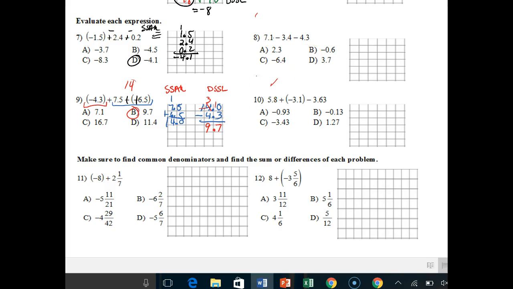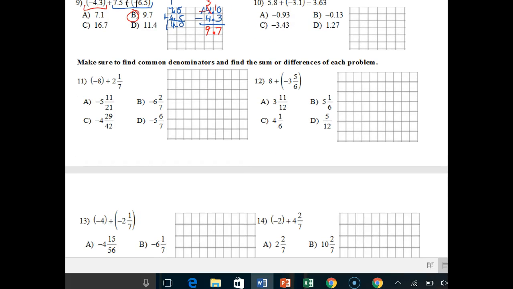All right. Number 11. We're working with fractions, so find common denominators, find the sum or differences of each problem. Remember to split mixed numbers. So let's go ahead and do this. So we have negative 8 plus, this can be split as 2 plus 1/7, right? So what is negative 8 plus 2? Well, this part right here is a DSSL part. So negative 8 plus 2 ends up being negative 6 plus 1/7.